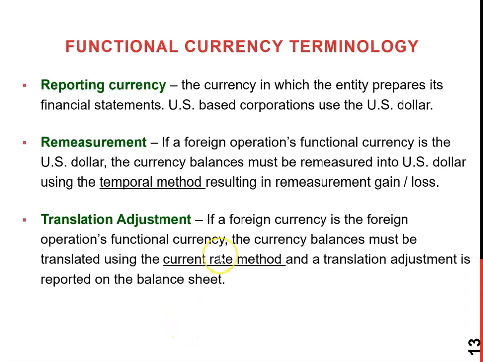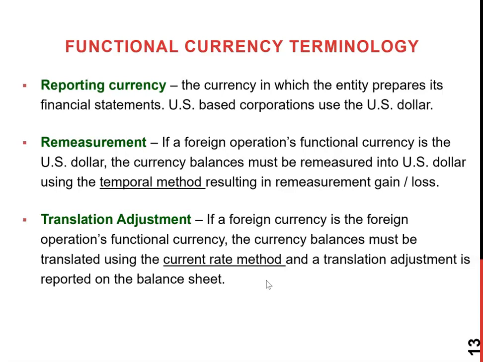For the current rate method, we call the process translation. If your subsidiary is using their local currency, which is a foreign currency to us, then you have to use the current rate method. So let's take that same example. You have a subsidiary in Mexico, and the subsidiary company is using peso, and you have to use the current rate method. Following the chart, you will convert all balance sheet and income statement items from peso into US dollar.